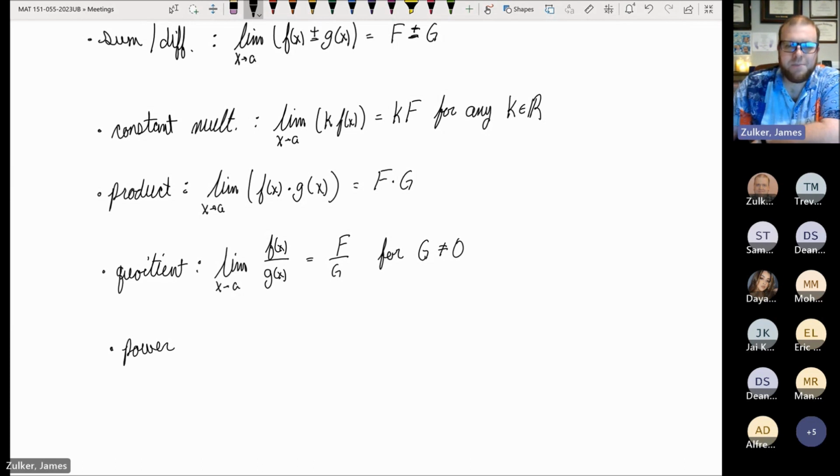Just double check something. It's only for integers. It sucks. Okay.